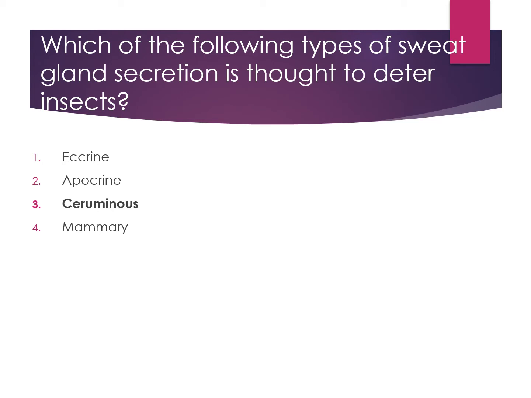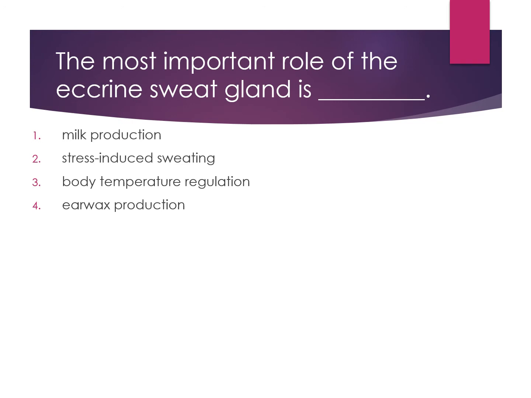Ceruminous, right. Cerumen is the proper name for earwax, and it is secreted by ceruminous glands in the ear canal. The most important role of the eccrine sweat gland is milk production, stress-induced sweating, body temperature regulation, or earwax production? Body temperature regulation. That's right. Sweating helps keep us cool under pressure.